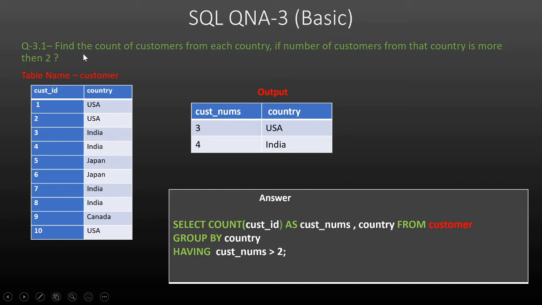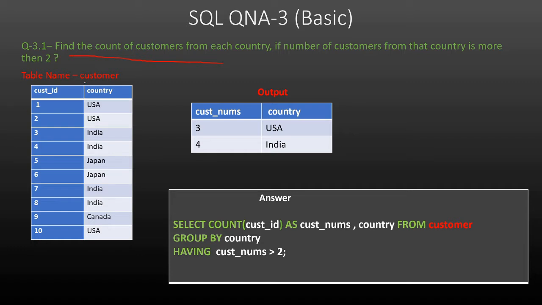Based on this question, we will try to understand what is the use of the group by and having clause. So what does this question say? It says, find the count of the customers from each country if the number of the customers from that country is more than 2.